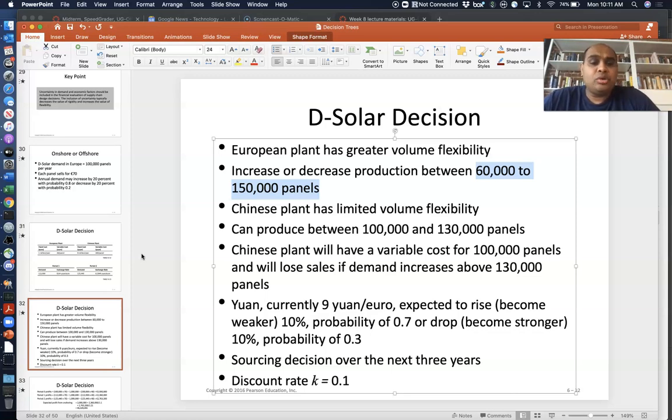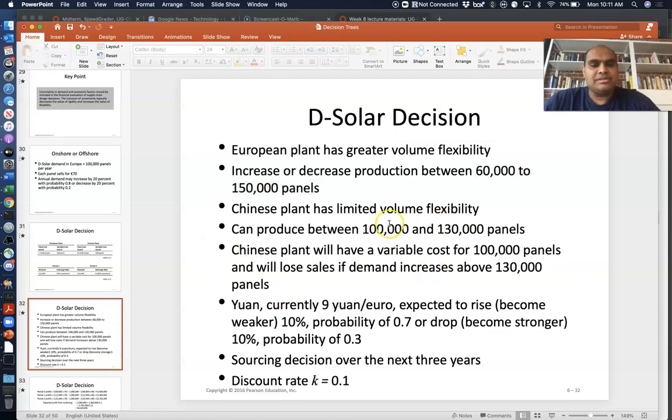And the Chinese plant has lower volume flexibility, and it can produce between 100,000 and 130,000 panels. So if demand is less than 100,000, then you have to make at least 100,000 in the Chinese plant. And if demand is more than 130,000 panels, you cannot make them.